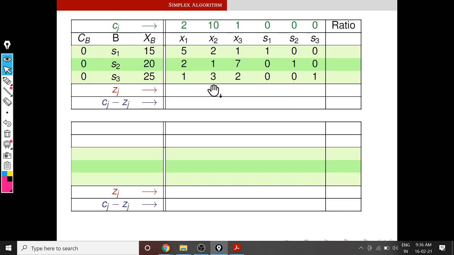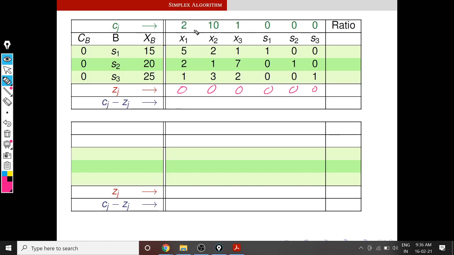The next step is we have to calculate Zjs. How to calculate Zjs? We can calculate Zj using the formula CB times the corresponding column. So the first entry is 0 into 5 plus 0 into 2 plus 0 into 1, so this becomes 0. Initially all these entries are 0 because all the costs are 0. The cost of slack variables is always 0, so all the entries are 0. Got it? Then the next row is Cj minus Zj.